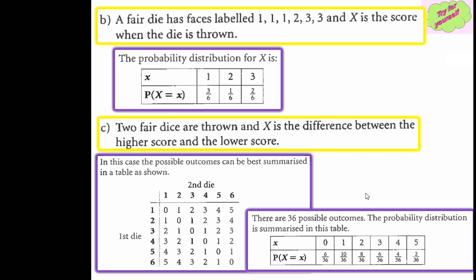Why is it 0, 1, 2, 3, 4, 5? Because x is the difference between the highest score and the lowest score. So 6 minus 1 is the highest difference you can get, so that's why the highest value is a 5. But the lowest is 0, because you could get 5 minus 5, for example, or 2 minus 2. So the only possible values are 0, 1, 2, 3, 4, 5.